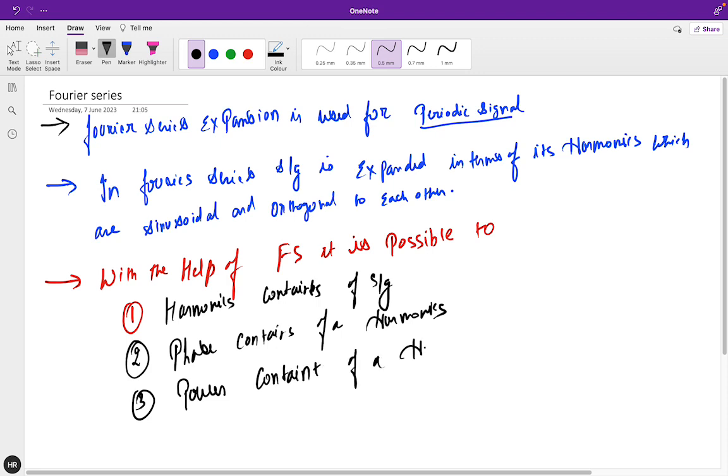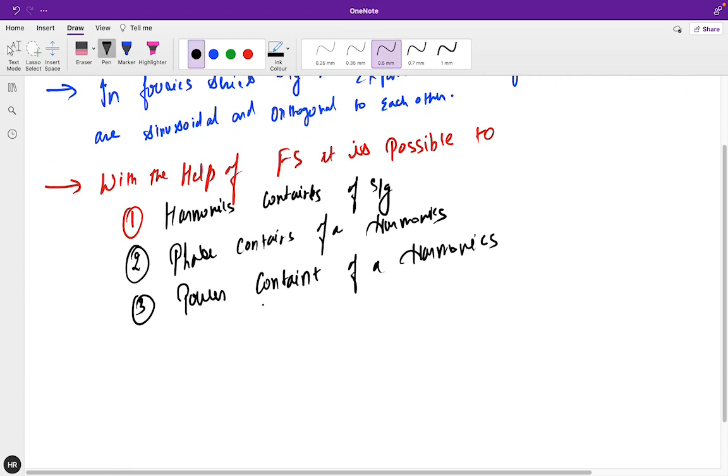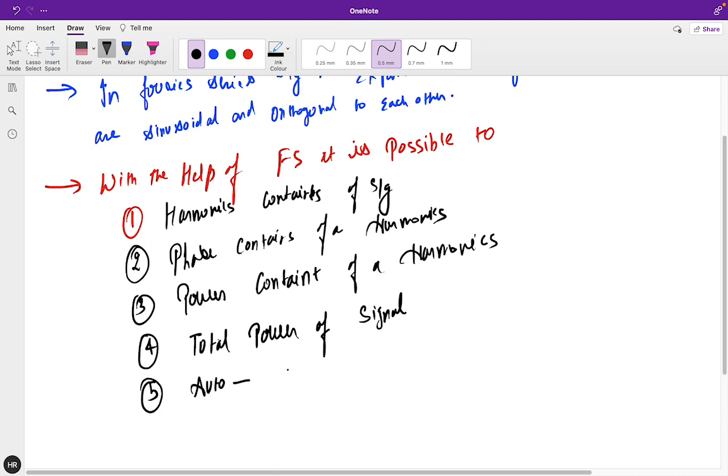Okay, with the help of this we can also find the total power of the signal. The total power of the signal can also be determined. And the fifth one is the autocorrelation of the signal.